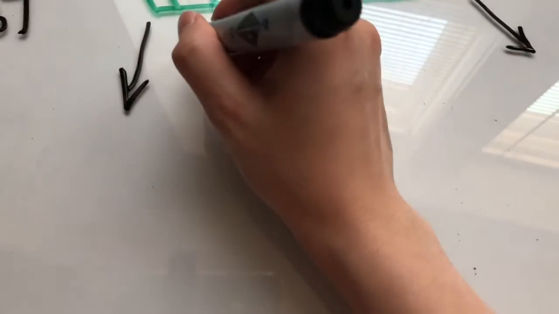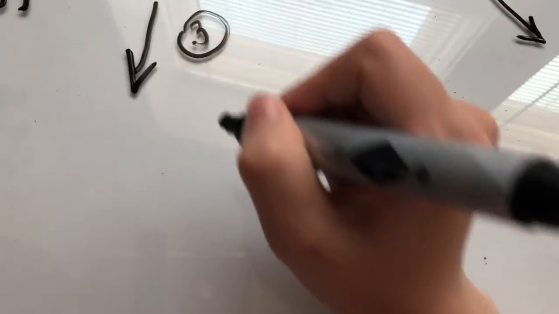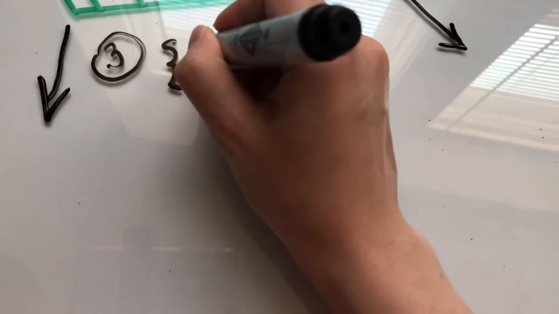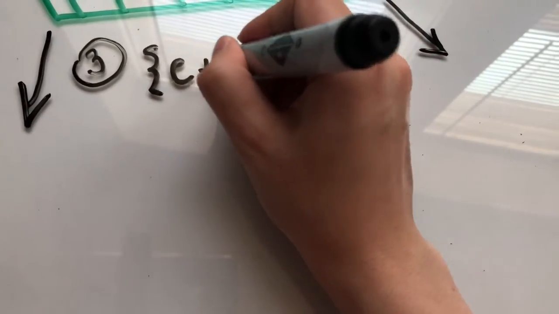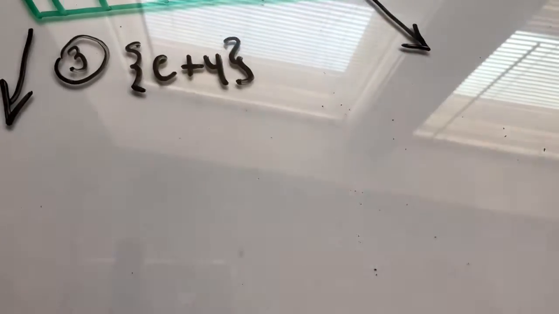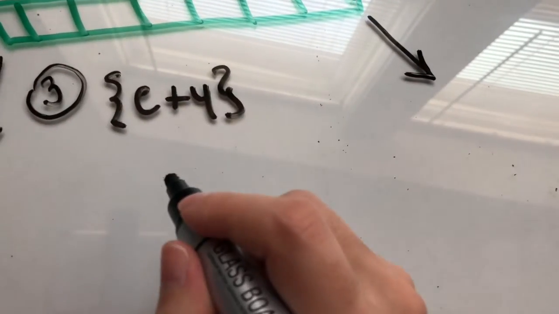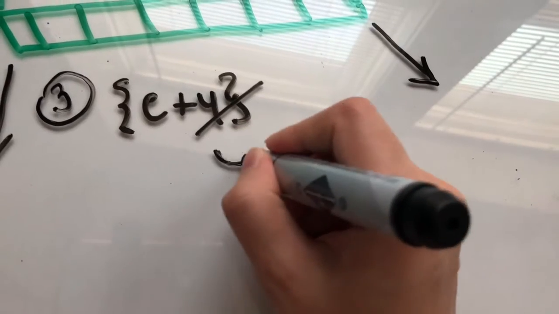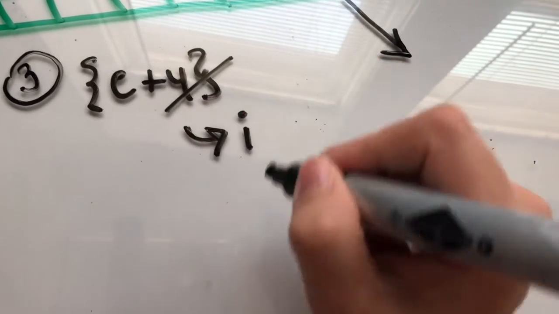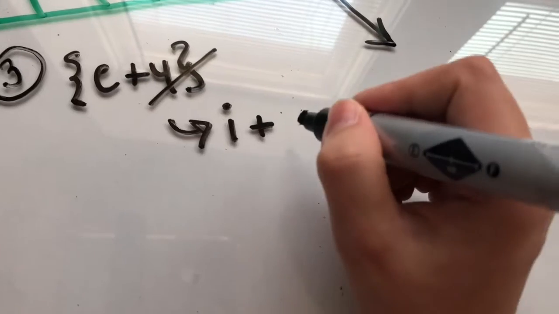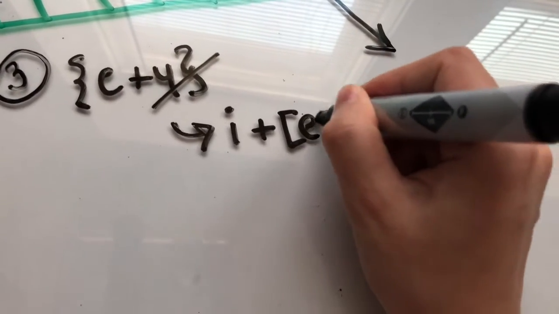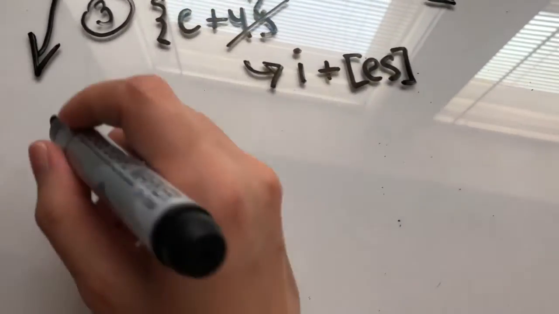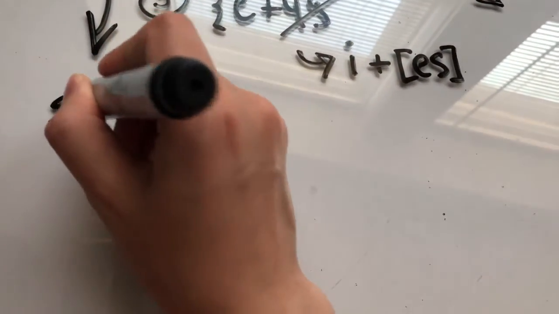Rule number 3. Some verbs end on a consonant plus y. In those cases, you need to remove y, replace it with I, and then add an ending es. Let's have a look at an example. Study.